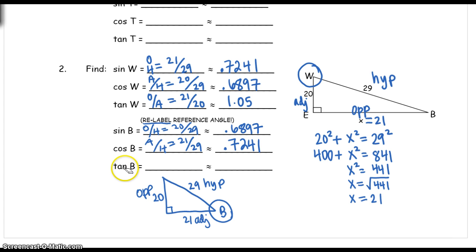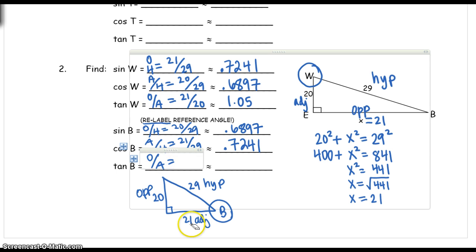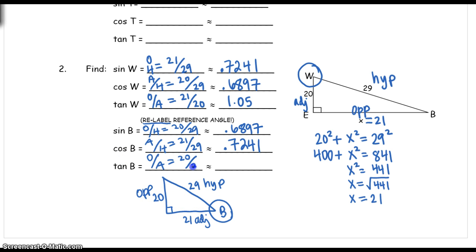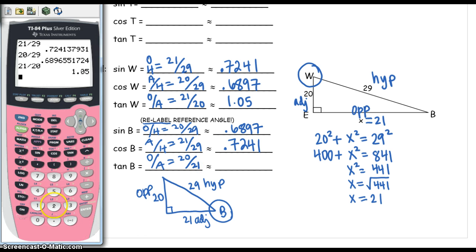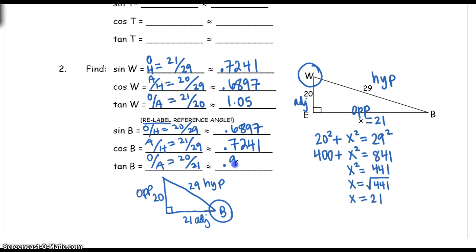And last we have tangent, which is opposite over adjacent. So opposite over adjacent, and our triangle here would be 20 over 21. Now I haven't calculated that yet, so let's do 20 divided by 21 on the calculator. And when we do that, 0.95238. This 8 will bump this 3 to a 4. So 0.9524 is going to be your answer. So just make sure that you label your triangle, and you always want to circle the reference angle you're coming from.